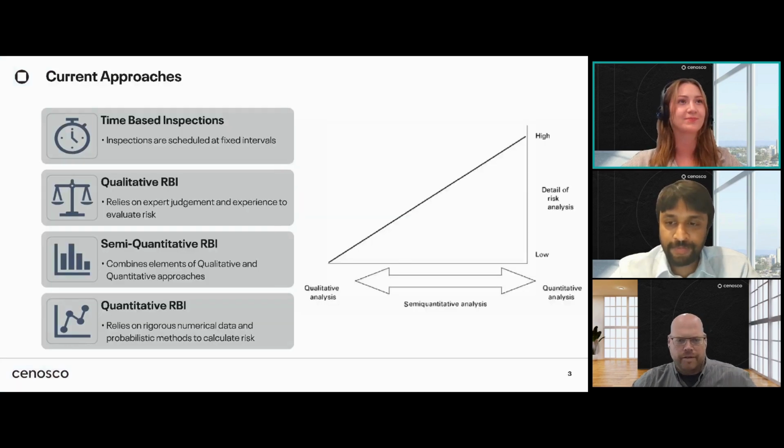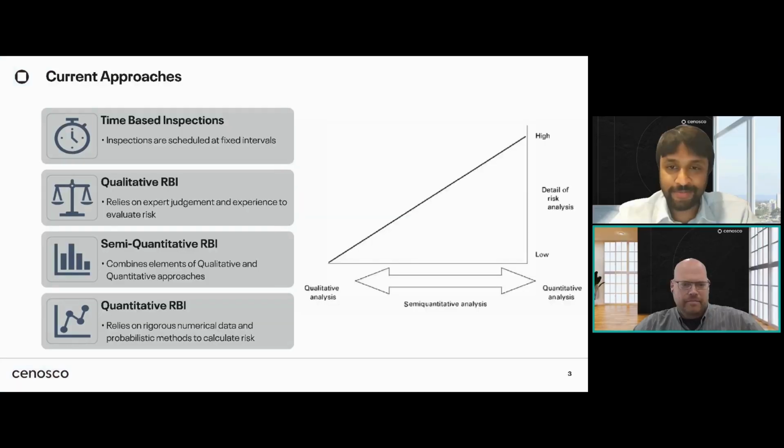Okay. Thank you, Ivana. Before we move on to the discussion of modern dynamic risk-based approaches to inspections, it's probably worth talking about the approaches that are currently in place. Understanding these methods is key to appreciating how dynamic RBI has the potential to transform asset integrity management.